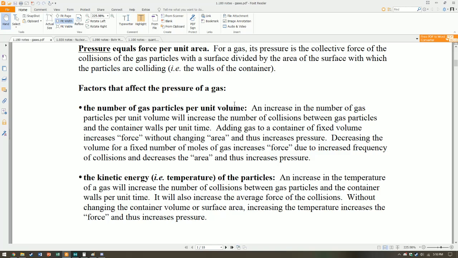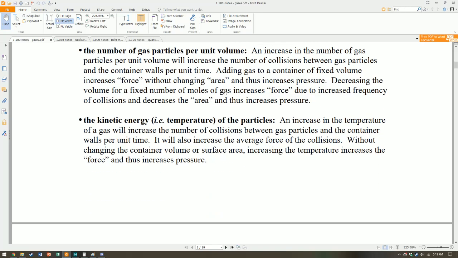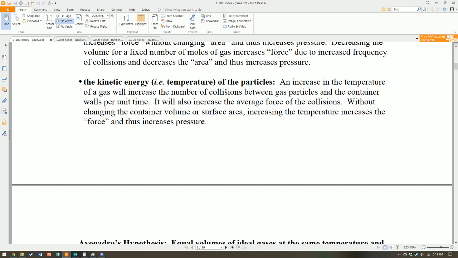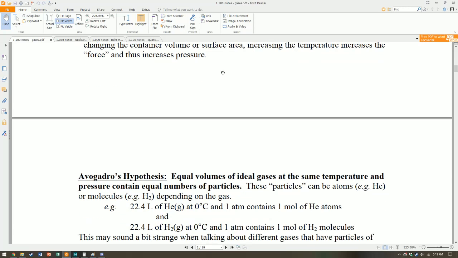And then lastly, the temperature of the particles. As we discussed earlier, temperature is the average kinetic energy. So if you give them more kinetic energy, they'll move faster, and therefore they'll collide with the walls with more force. So each particle exerts more force individually.